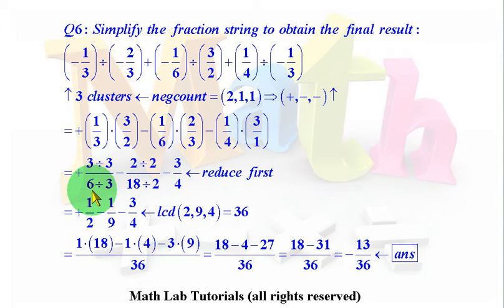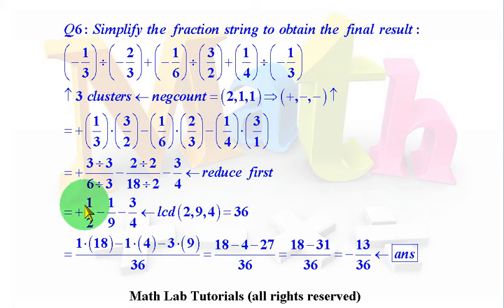3/6 can be reduced. Divide top and bottom by 3. 2/18 can be reduced. Divide top and bottom by 2. And 3/4 cannot be reduced. Okay, so make sure you reduce all the fractions first. Drop the plus sign down. This reduces to 1/2. Drop the minus sign down. This reduces to 1/9. Drop the minus sign down. This is already reduced, so drop it down as 3/4.